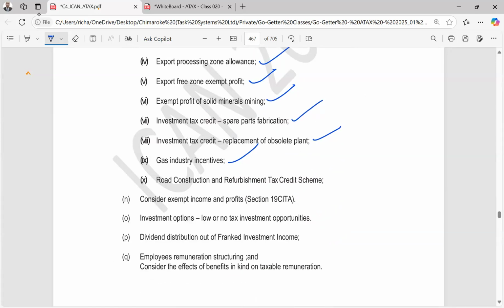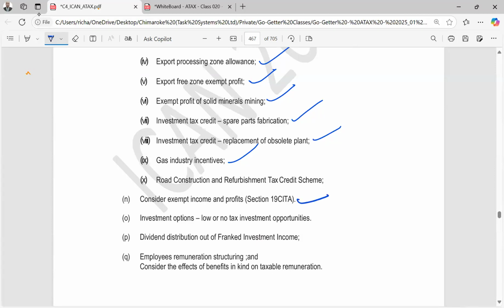Then, did we say when you are doing a merger and acquisition? Remember merger and acquisition? If you give share for share, you avoid the capital gains tax. Then consider exempt income and profits.